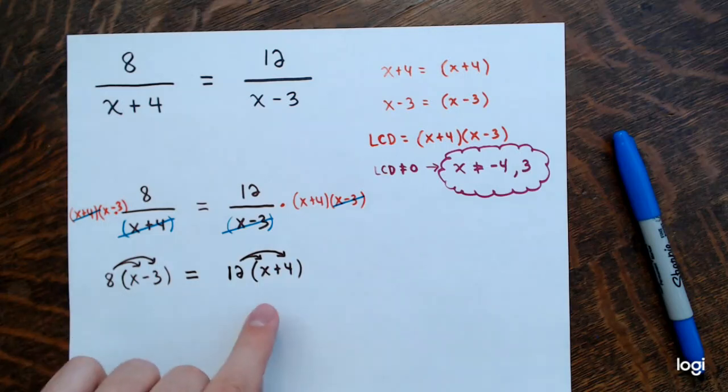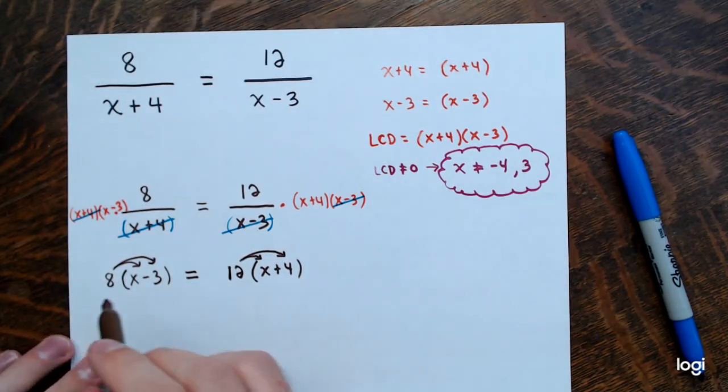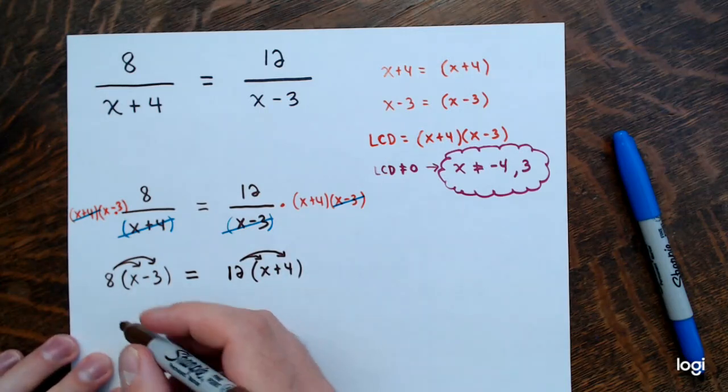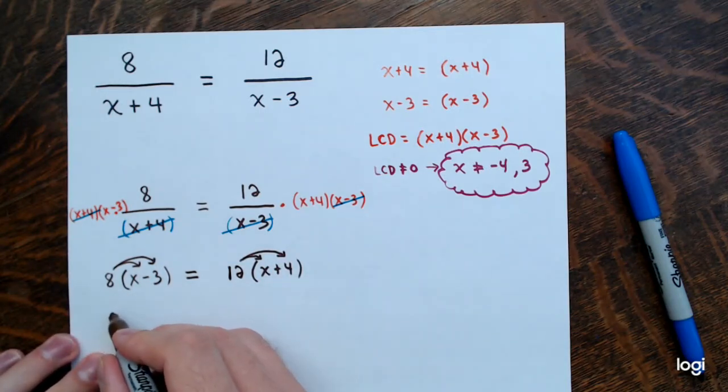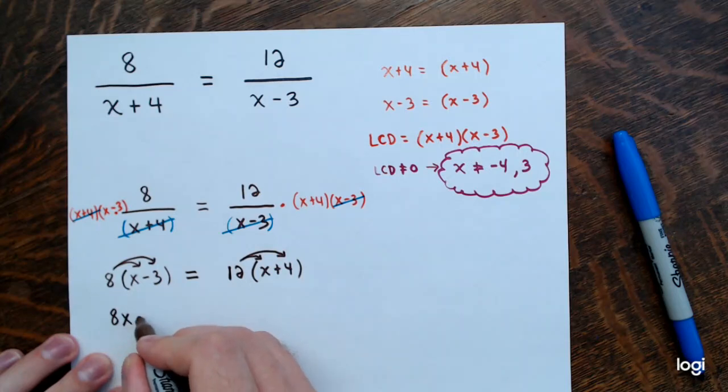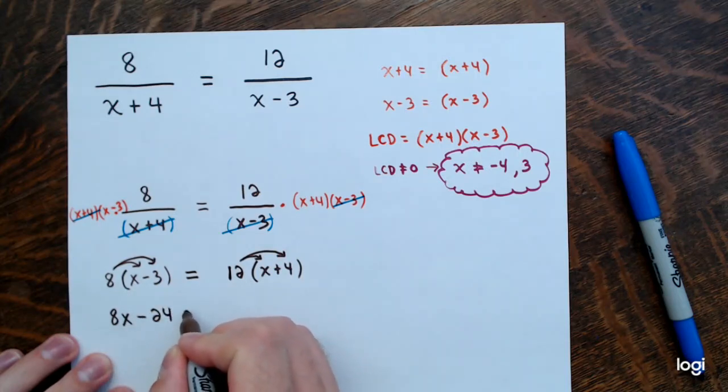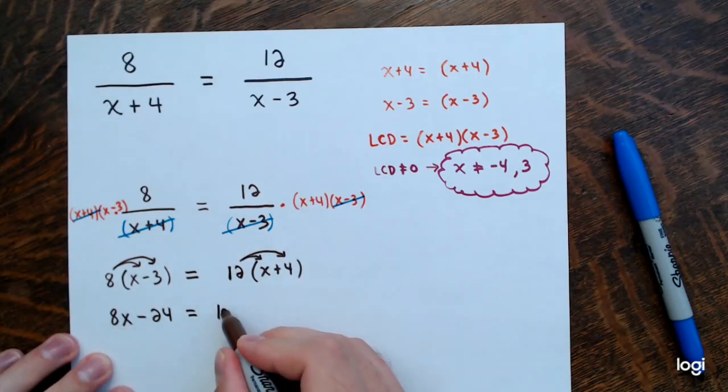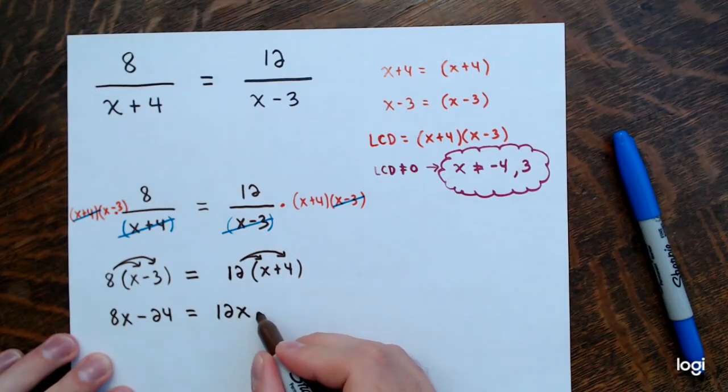Alright, but look at the equation now, right? It's so beautiful. It has no denominators anymore. People consider this prettier. Alright, and then we go through and solve, right? Simplify, combine, do the distributing. We've got 8x minus 24 equals 12x plus 48.